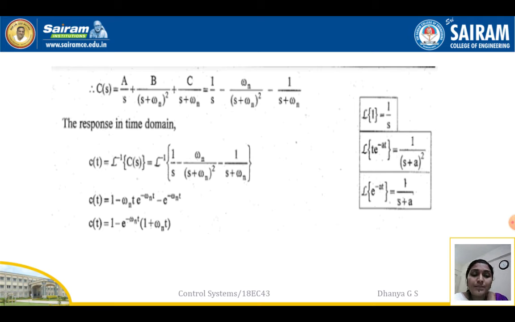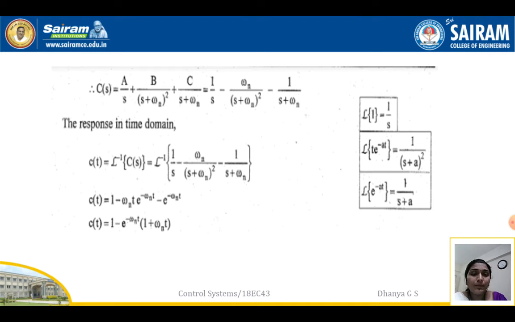So you got the expansion as C of s is equal to 1 by s minus omega n by (s plus omega n) the whole square minus 1 by (s plus omega n). This is the equation which you have got in the Laplace transform. Now we have to write it in terms of time domain, that is c of t. How can you find c of t? You have to take the inverse Laplace transform of the s domain, that is L inverse of C of s. Once you take L inverse, it will become L inverse of 1 by s minus omega n by (s plus omega n) the whole square minus 1 by (s plus omega n).